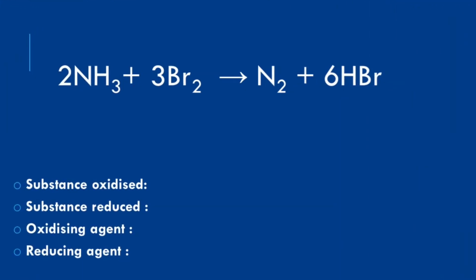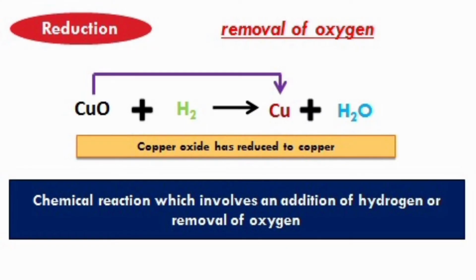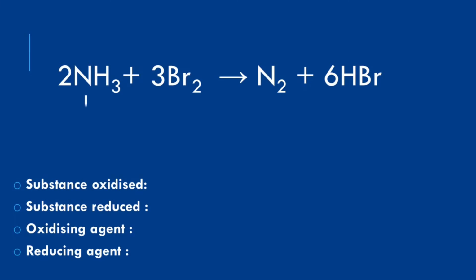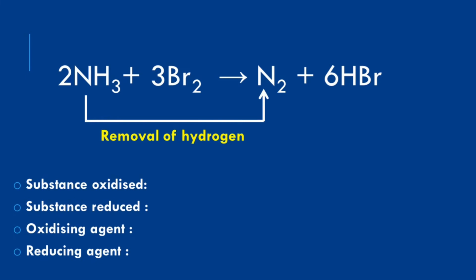Reaction number 3, 2NH3 plus 3Br2 gives N2 plus 6HBr. Now in this reaction there is no oxygen. So how can you identify the oxidation or reduction reaction? Let's recall that. Addition of hydrogen is reduction reaction and removal of hydrogen is oxidation reaction. So in this reaction, let's understand from which reactant hydrogen has been removed or hydrogen has been added. Now here from ammonia, hydrogen has been removed and ammonia is converted to N2. That means NH3 is oxidized to N2 because removal of hydrogen is oxidation reaction.